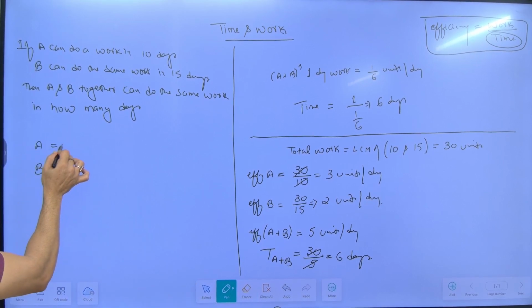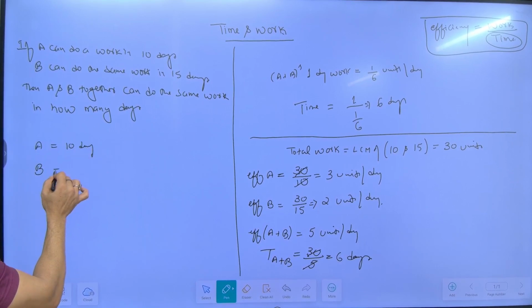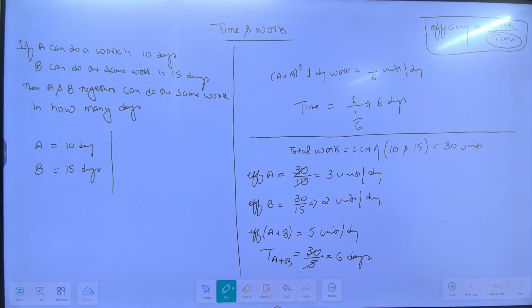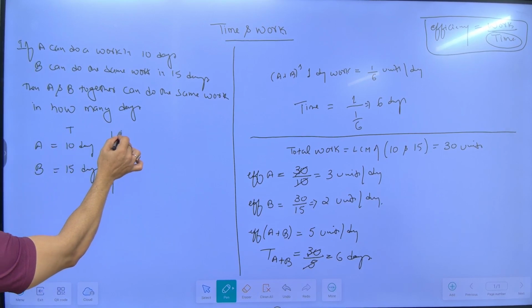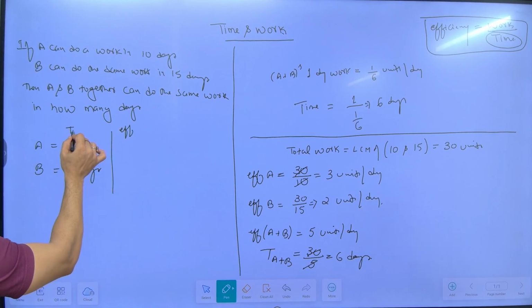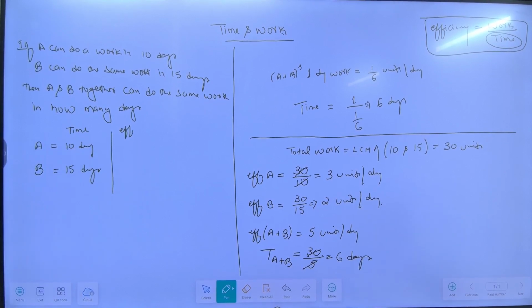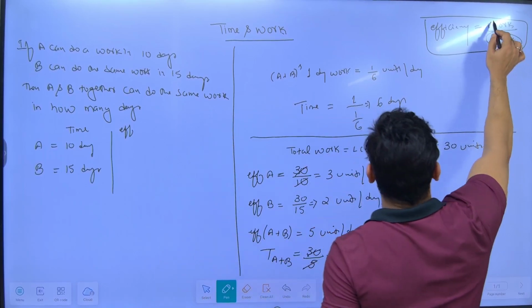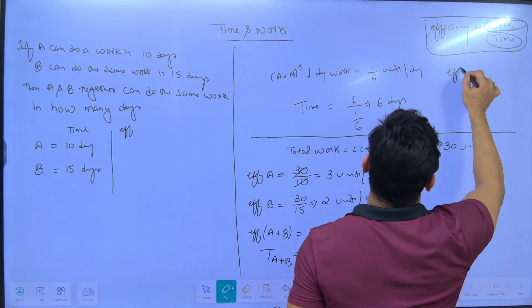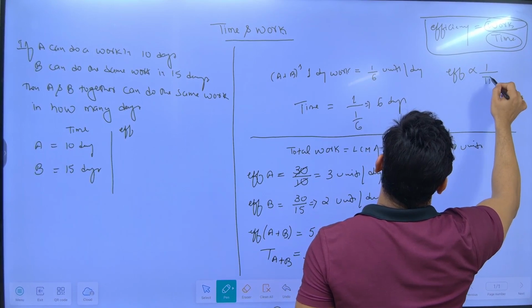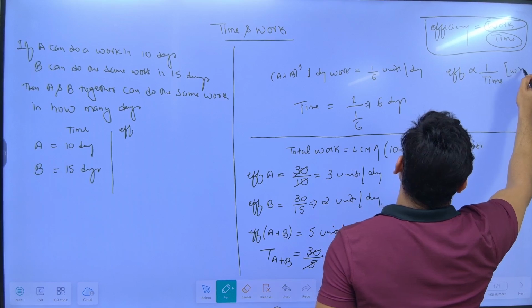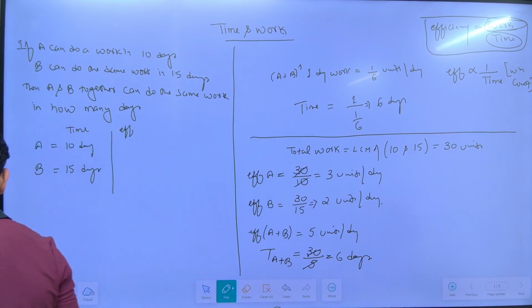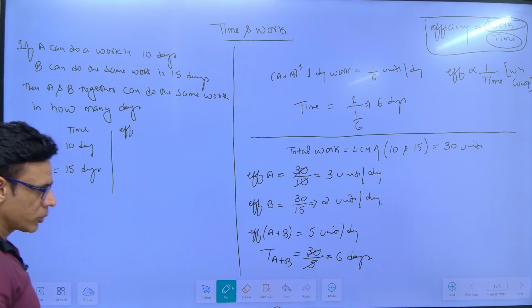A and B. A can do it in how many days? 10 days. While B can do it in 15 days, right? See, this is time and efficiency, right? If work is constant, understand something from here. If this is constant, then efficiency is inversely proportional to time. Work is constant, right? In this case, both are doing the same work or not? Both are doing the same work or not?